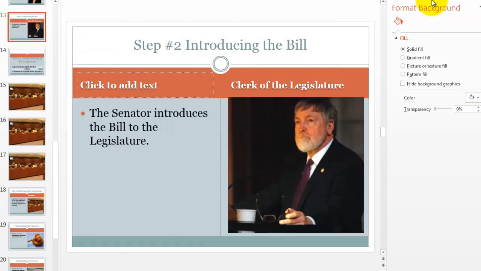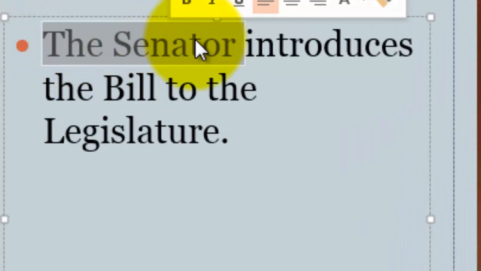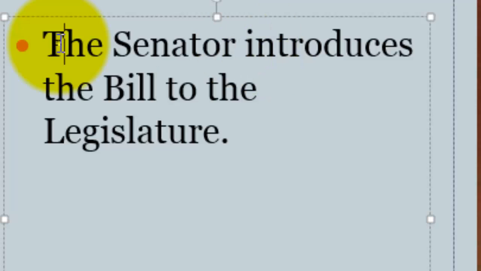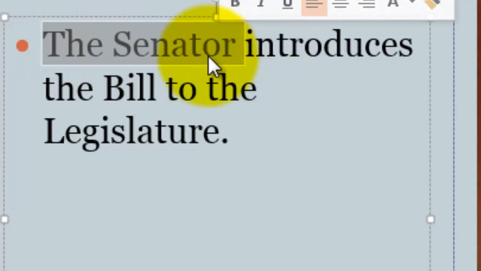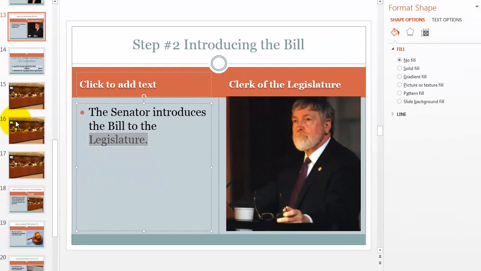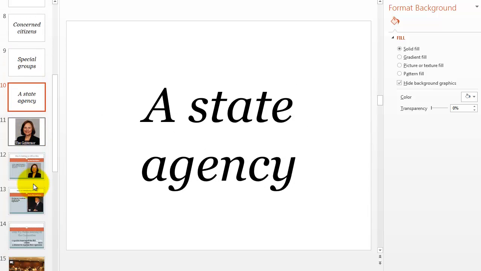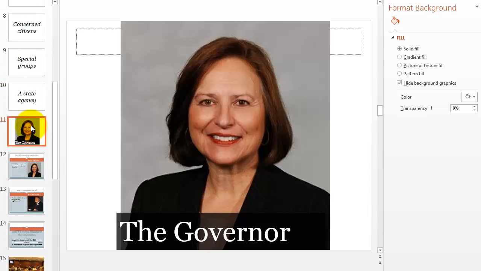So now you apply the same ideas, concepts and techniques to step number 2, introducing the bill. When you think about the step, you need to decide what things you really need to emphasize here. The senator is one of the things that you want your students to remember and understand. There could be two things that are important here: senator and the legislature. So you can use the same concept, same technique like that, or you can go with this technique.